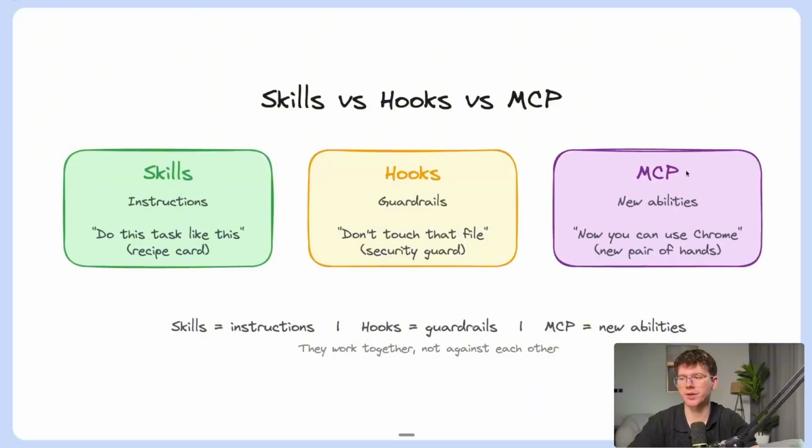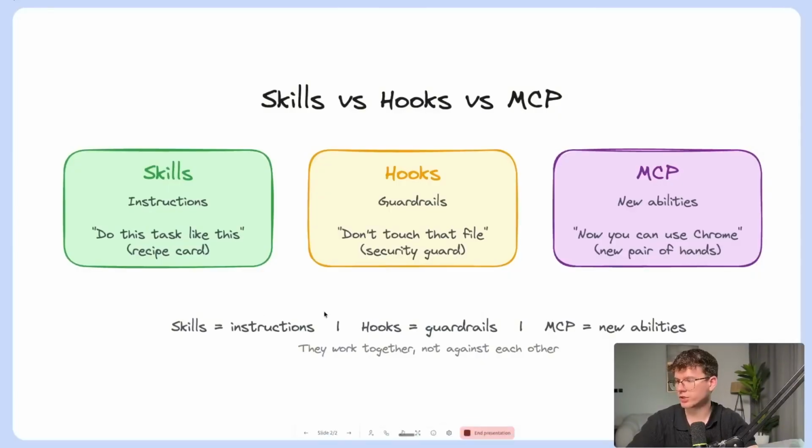And then we have the MCP. So the MCP gives us new abilities, right? So we say now you can use Crow. Now you're able to connect to Notion and you know exactly what you should do, right? And this is a new pair of hands that we give to Claude Code, which is why I say that it completely changed the way that I use Claude Code, because it allows me to build things that previously would have taken a lot more time to set up and things that previously were not possible.